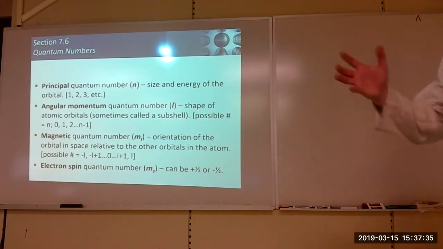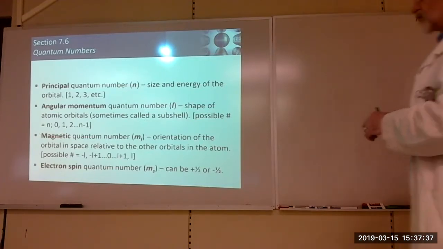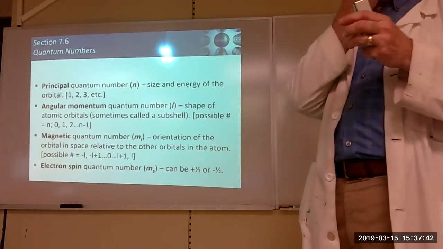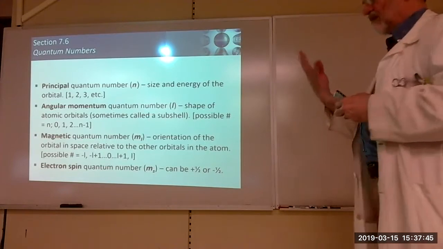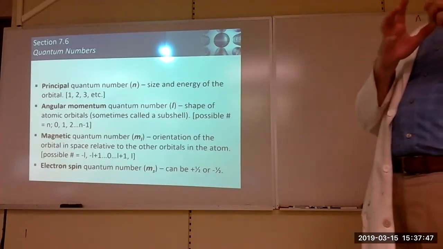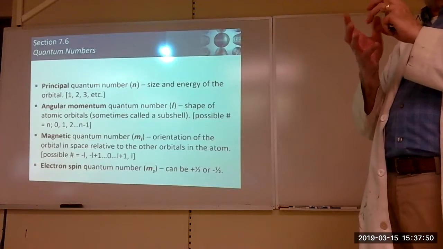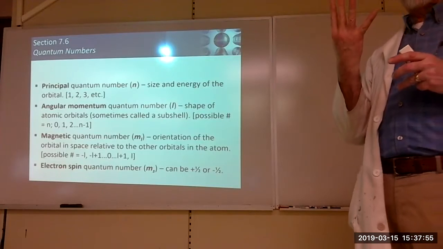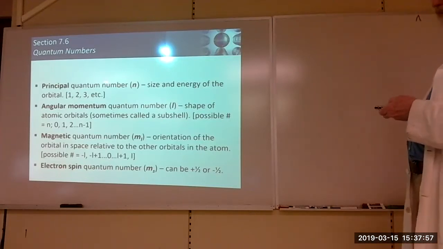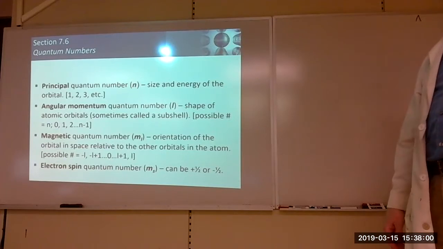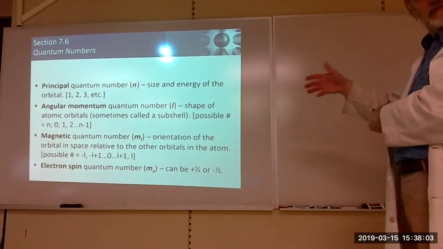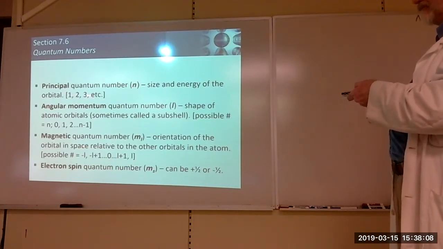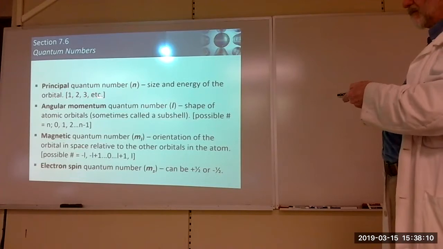Here we go. Quantum numbers. This is how we describe the probability of finding an electron. The description of an electron's position in the space around an atom is defined by four numbers. The first one is the principal quantum number, n. We've already seen that one in the Bohr atom: 1, 2, 3, 4, 5, 6. It's always a whole number, starting with 1. So n can be any one of these.